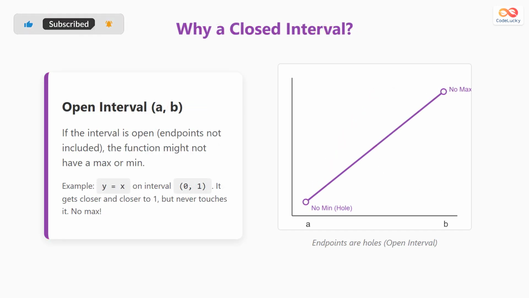Similarly, why do we need a closed interval? Consider the simple line y equals x on the open interval 0 to 1. The graph approaches the height of 1, but because the endpoint is an open circle, it never reaches exactly 1. It also never reaches exactly 0. In this case, there is no absolute maximum and no absolute minimum.